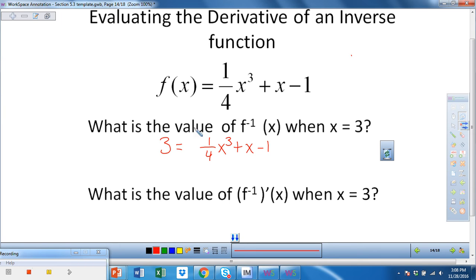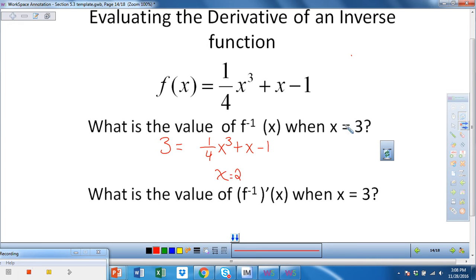I'm going to put 1/4 x cubed plus x in my calculator. You should be doing this on your calculator as well, solving for this, and hopefully we'll come up with the same answer if I can put it in my calculator right. And I want that to equal 3. And I get that x is equal to 2. So x is equal to 2.